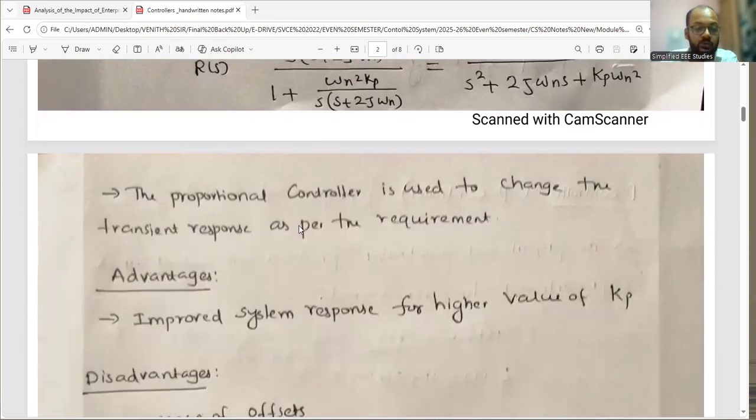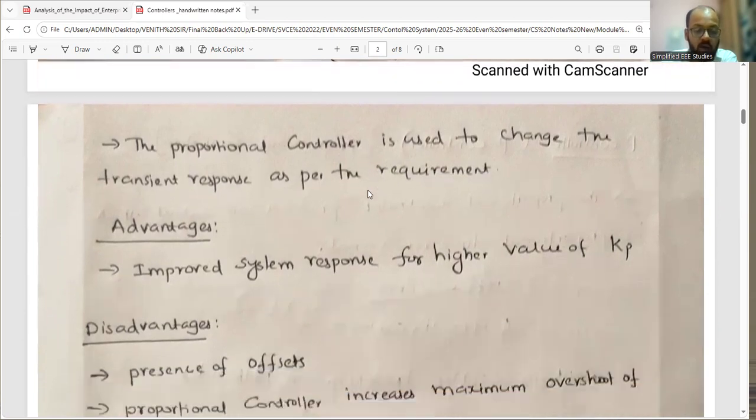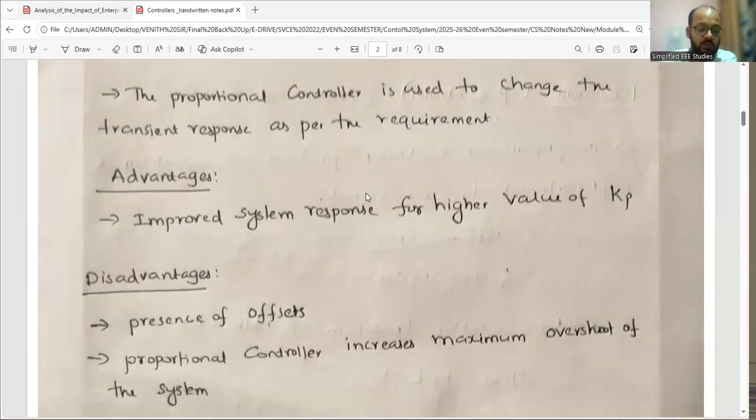Proportional controller is used to change the transient response as per the need. Based upon the need, I can change the transient response. That is a peculiarity of the P controller. So if I use the P controller, the system response is going to be improved. So you have to select a high value of Kp in such a way that you can improve the system response.